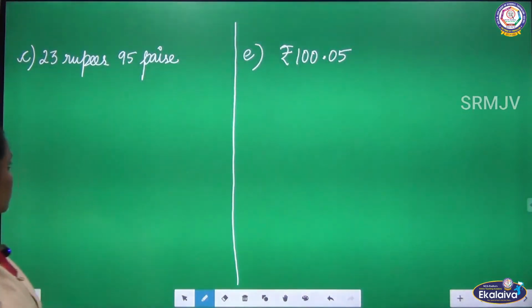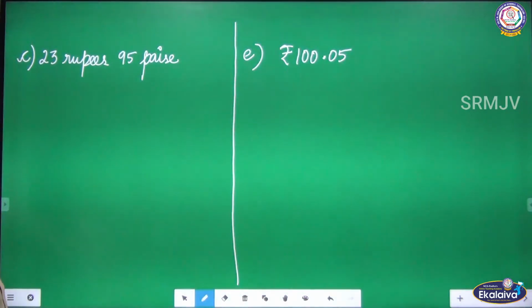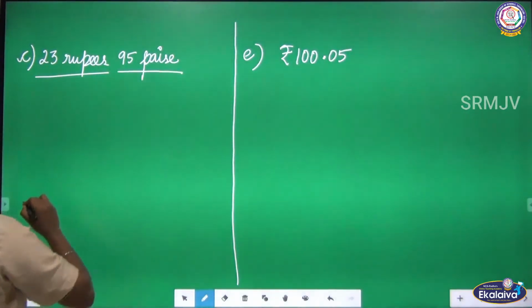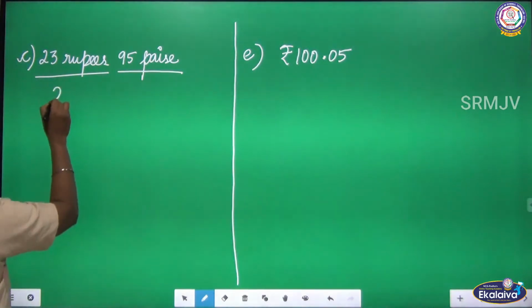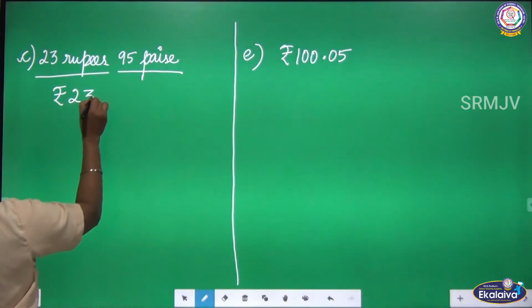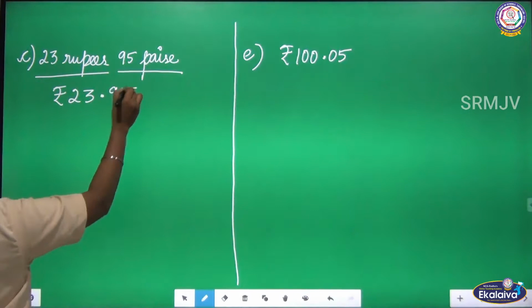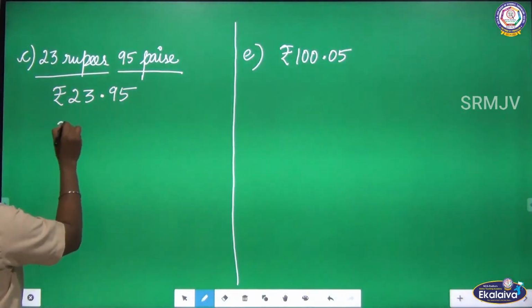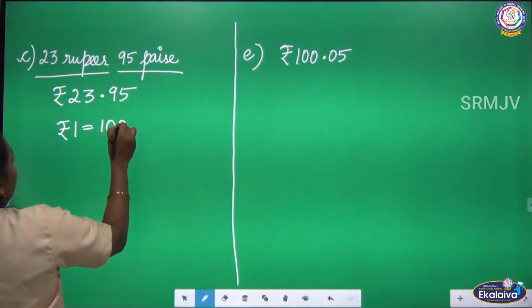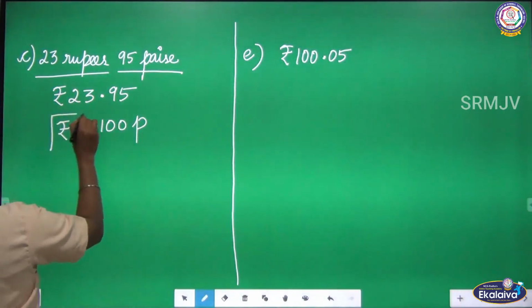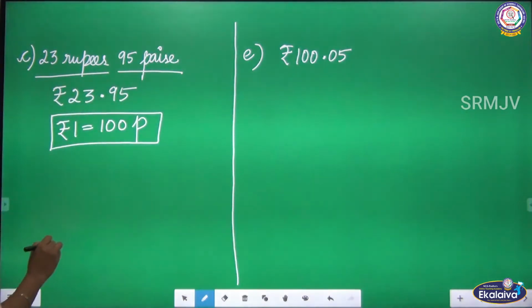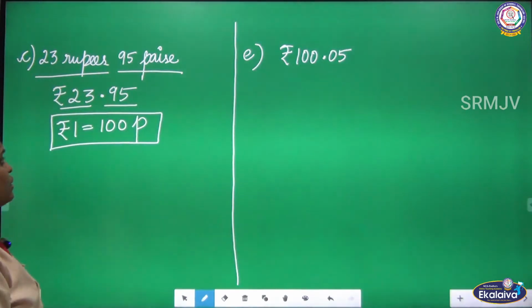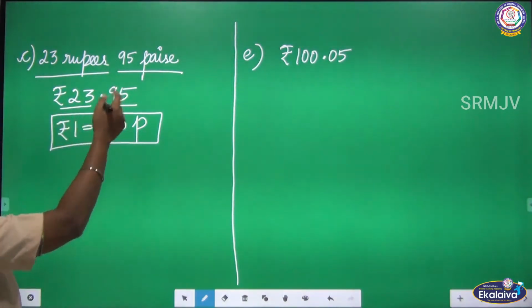Next one also we are going to convert into paise. They have given, listen, 23 rupees 95 paise. So you can write 23.95. So listen, 1 rupee equal to how many paise, children? 1 rupee equal to 100 paise. So 23.95 they have given. So this is rupees, this is paise. So 95 is already in paise. So 23 alone will convert, then we can add with that.